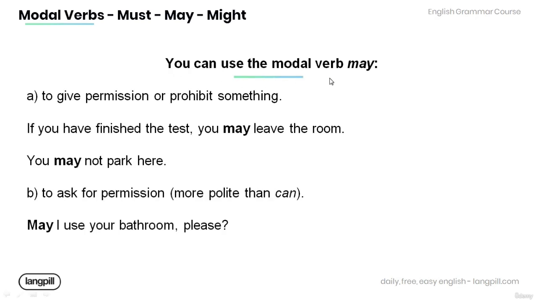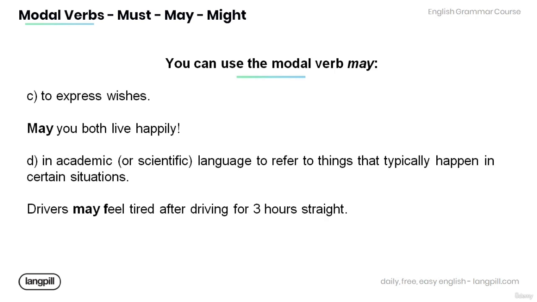Now you can use the modal verb may, A, to give permission or prohibit something. For example, if you have finished the test, you may leave the room, giving permission. You may not park here, prohibiting. B, to ask for permission, more polite than can. May I use your bathroom, please? C, to express wishes. May you both live happily.